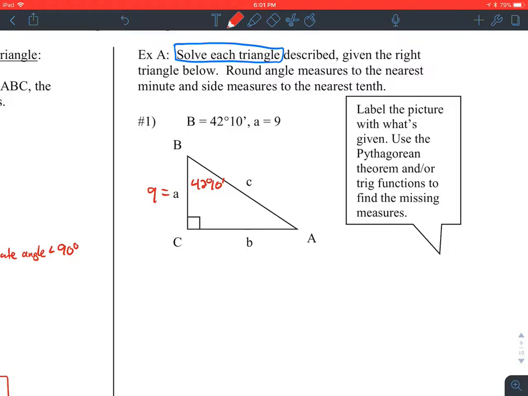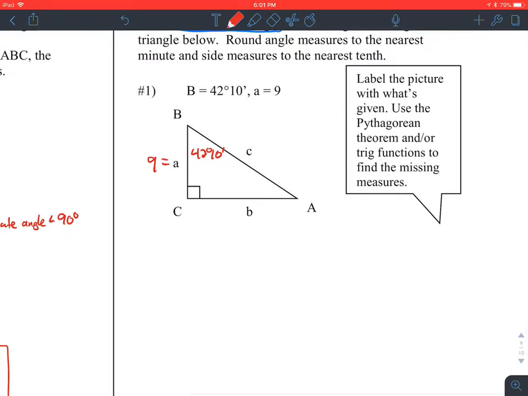So we know what angle C is. It's 90. We know that a is 9 and the measure of angle B is 42 degrees and 10 minutes. So what are we missing? Side b, side c, and angle A. There's a theorem in geometry, I believe it's called the complement theorem, that says in any right triangle, if you add the two acute angles together, you will always get 90 degrees.